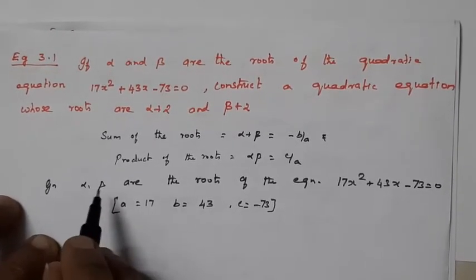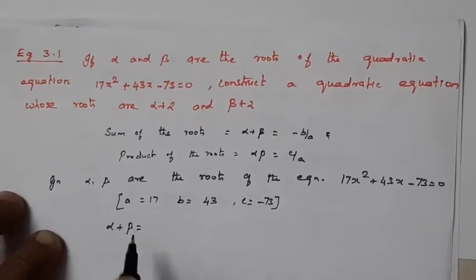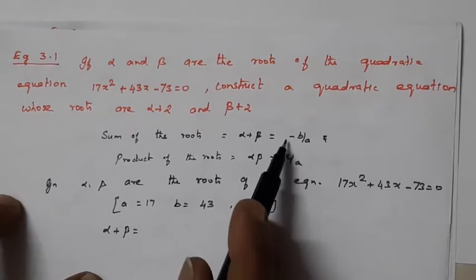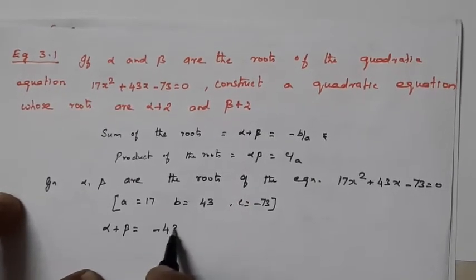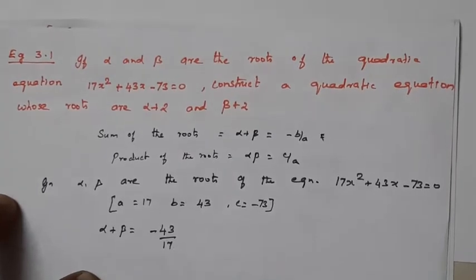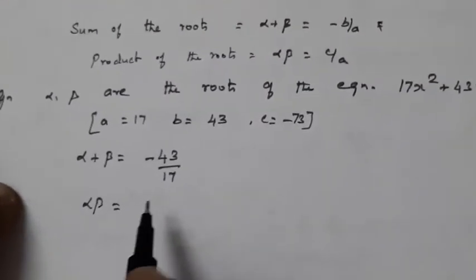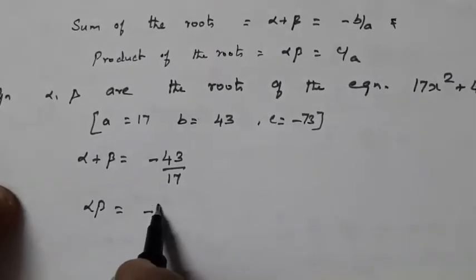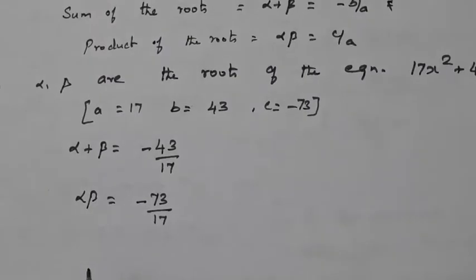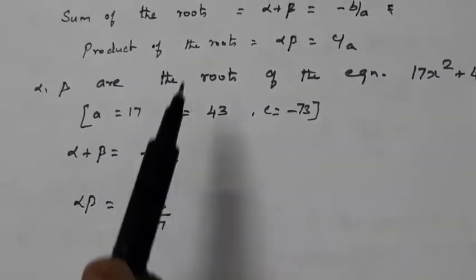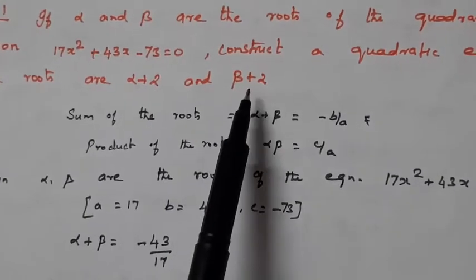Now, as alpha and beta are the roots, first of all you have to find out what is alpha plus beta. So, according to the formula, alpha plus beta is nothing but minus b by a. So, that is minus 43 divided by 17, right. Then alpha beta is equal to c by a. So, what is c? Minus 73 divided by 17. Okay. Then you have to construct a quadratic equation whose roots are alpha plus 2 and beta plus 2.